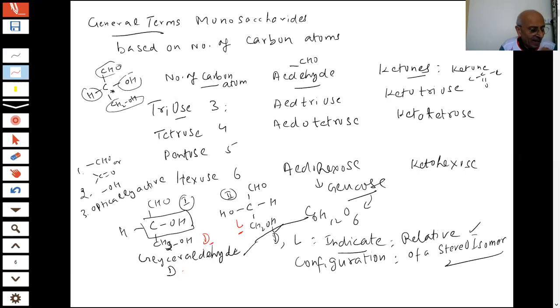So when any carbohydrate will be D, I will see the carbon next to the last carbon. If the OH group is on the right, it will be D. If the OH group is on the left, it will be L. This is the way to assign the configuration of monosaccharides. The lowest asymmetric carbon atom is compared, as in this case. This carbon is asymmetric because four different groups are attached: OH, CHO, H, CH2OH. So this carbon is asymmetric.